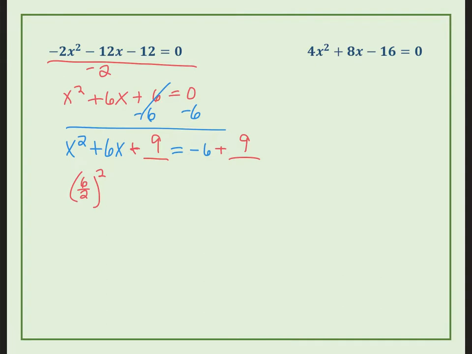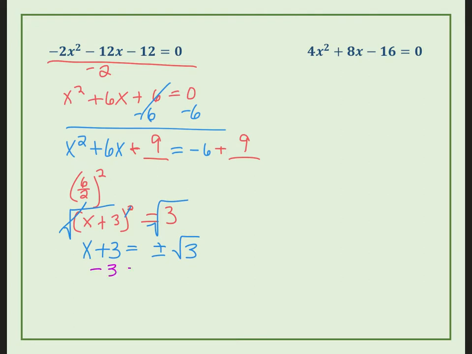I have created a perfect square on the left. x, and then half of 6 was 3. Remember, if I squared that out, I get this trinomial right here, and equals a positive 3. Next step is to take the square root of both sides. Since I can't take the square root of 3, I'm going to leave it as plus and minus the square root of 3.